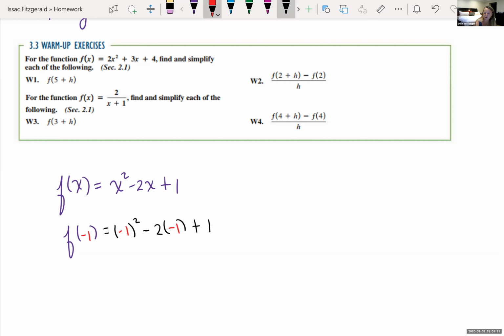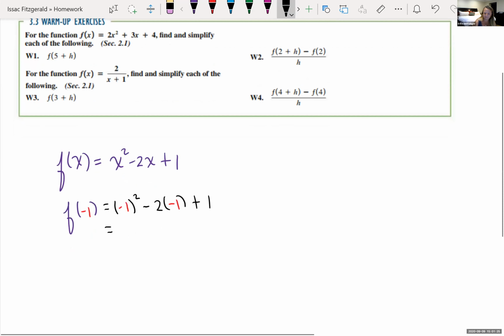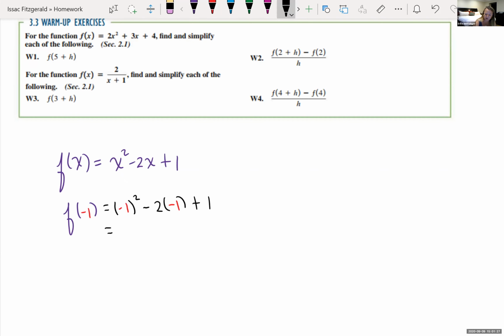So now we're going to use order of operations to simplify. Exponents come first, so negative 1 quantity squared is 1. Negative 2 times negative 1, so plus 2, and then plus 1. So 1 plus 2 is 3, plus 1 is 4. So f of negative 1 is equal to 4. Basically, this is a point on the graph. When x is negative 1, our y value is 4.